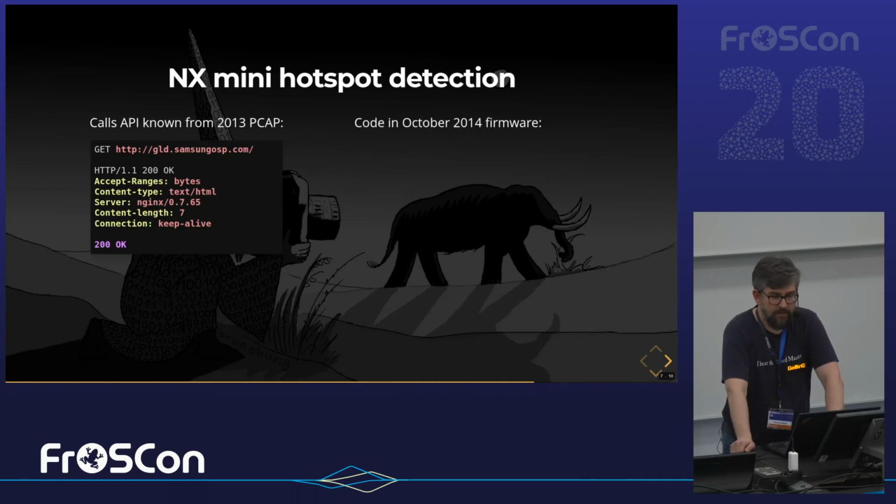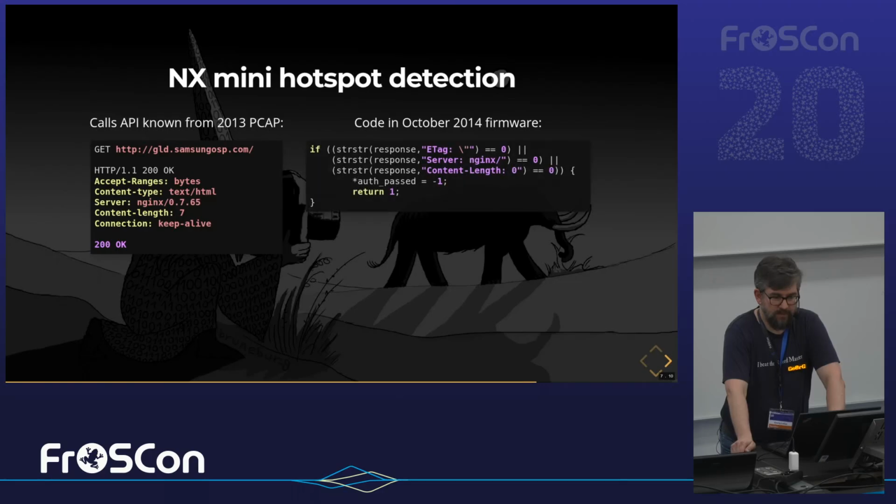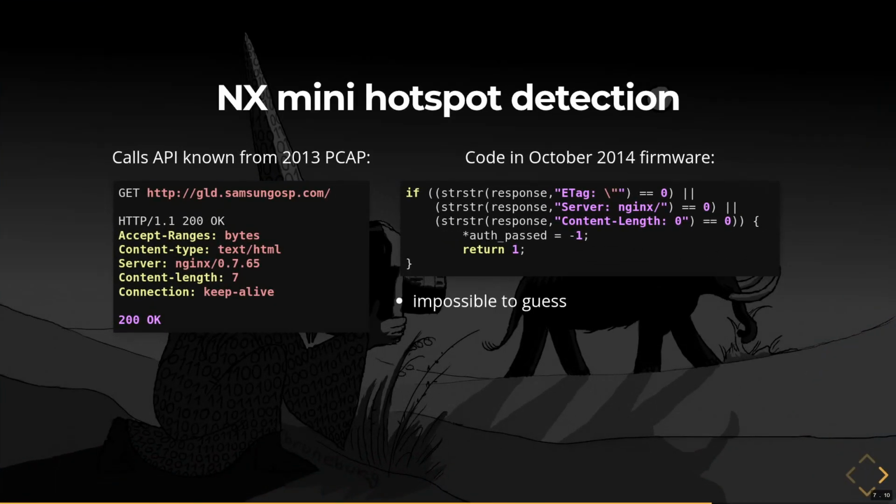So the firmware released by Samsung in October 2014, and they actually did 2 releases in October 2014, and the first one had a different detection mechanism, and the last one had this check inside. So essentially, it is getting the response from the server, and it is checking for the presence of an E-tag header. It is checking that the server is a variant of Nginx, which was already the case back in 2013. And it is checking for a 0 content length. So the body must be empty. If you don't know this, then you are out. You can't guess this sort of thing.